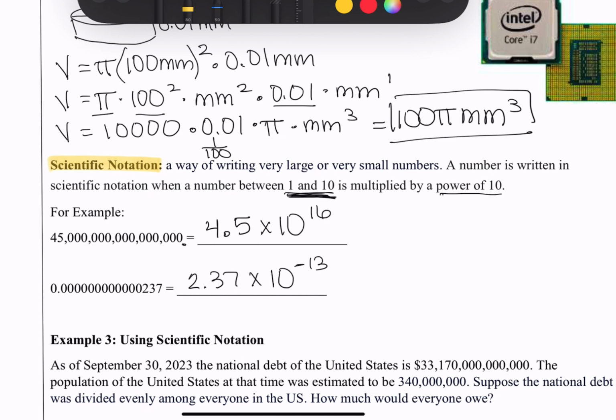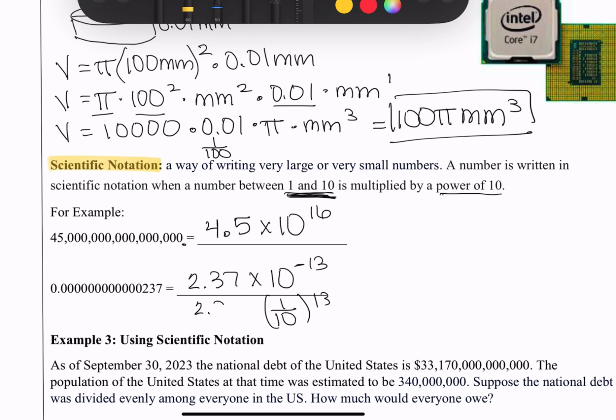So why is that one? That one usually confuses people. Because 10 to the negative 13, as we learned with our negative exponent rule, or inverse exponent rule, is actually 1 over 10 to the 13th power.